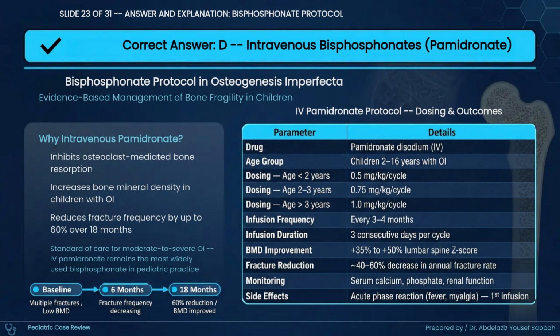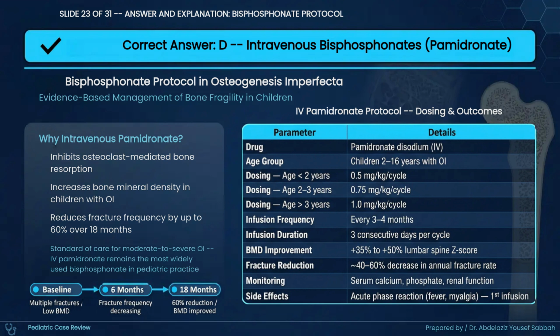Children under 2 years receive 0.5 milligrams per kilogram per cycle. Children aged 2 to 3 years receive 0.75 milligrams per kilogram per cycle. Children over 3 years receive 1.0 milligrams per kilogram per cycle. Infusions are given every 3 to 4 months over 3 consecutive days per cycle.